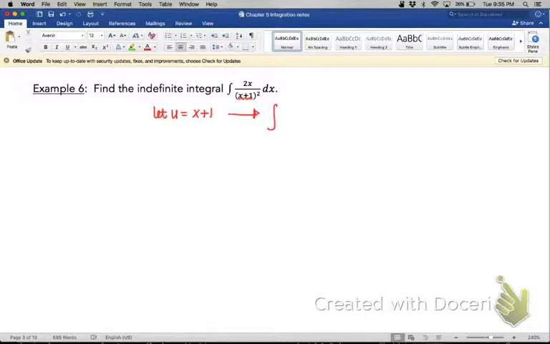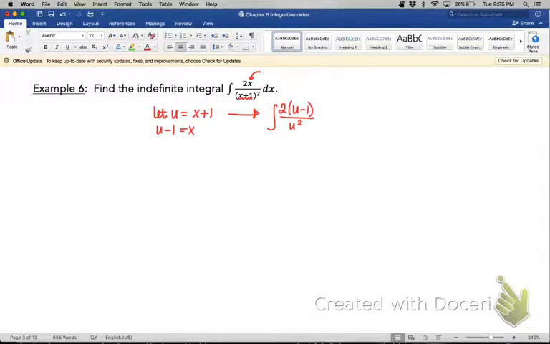I know that I'm going to have the integral over u squared. But once again, I want my entire integral to be written in terms of u's. So now we need to think about how can we get rid of this x in the top. Well, if u is equal to x plus 1, that would imply that u minus 1 is equal to x. So now we can bring that up here. 2 times u minus 1.